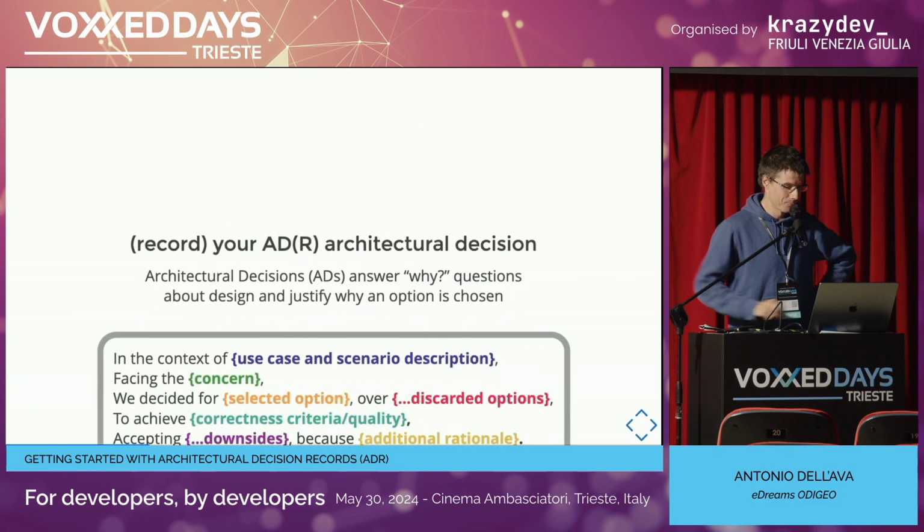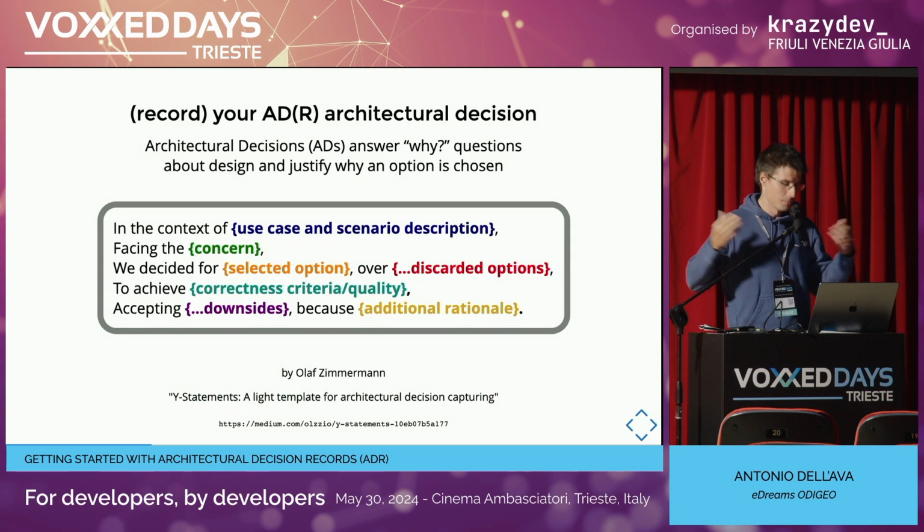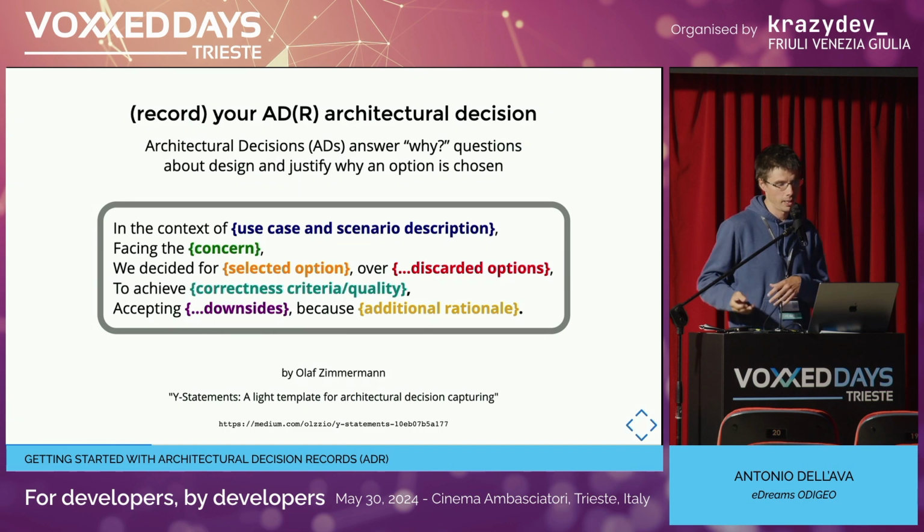How to avoid this? The solution is quite simple: keep track, record your architectural decisions. First of all, what is a record of an architectural decision? It is the answer that explains the why behind that decision and justifies why an option was chosen over the other discarded ones, and how to properly formalize an architectural decision.